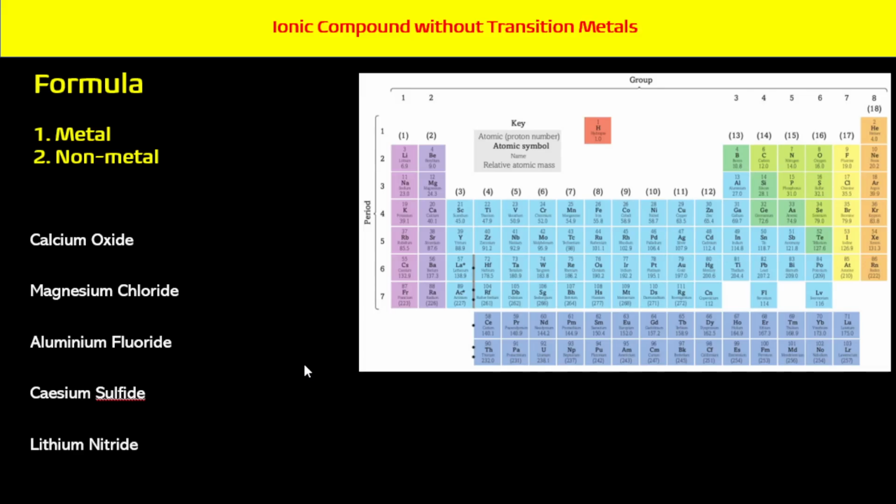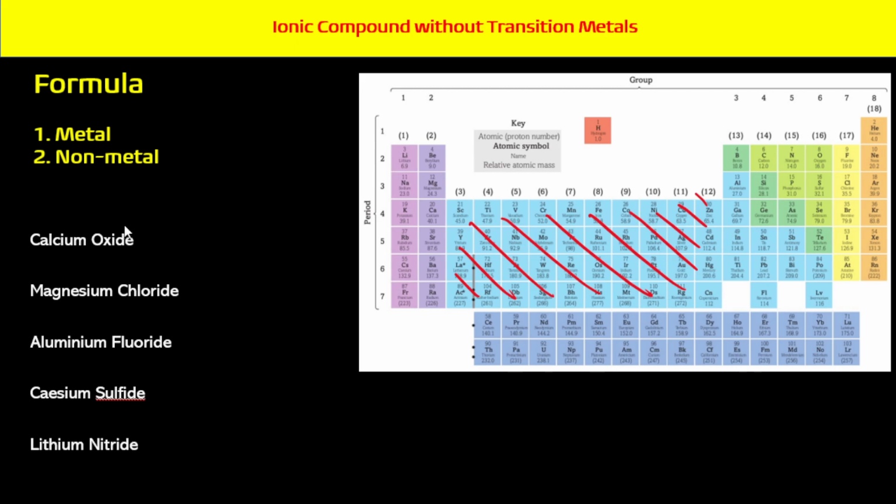Now, first of all, let's take a look at ionic compounds without transition metals, meaning that we're going to talk about all the metals except the ones in the middle. If you have ionic compounds without transition metals, it's very simple because you simply write a metal name and a non-metal name, but you need to balance your charges. Let's see, calcium oxide.